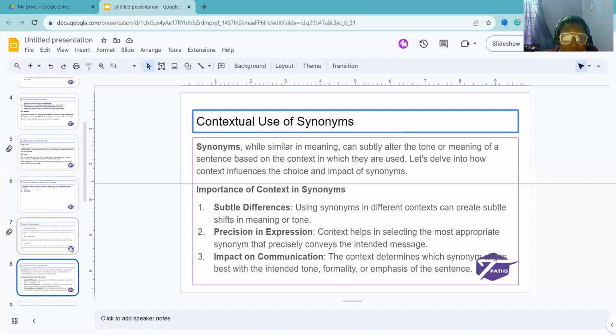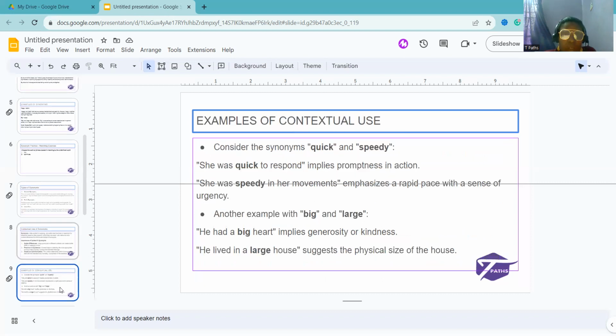Another thing is precision in expression. Context helps in selecting the most appropriate synonyms that precisely convey the intended message. The third one is impact on communication. The context determines which synonym best suits the intended formality or emphasis in the sentence. It really has a major impact on the communication, the context entirely. So it's always good you take cognizance of this. So let's look at examples of contextual use.